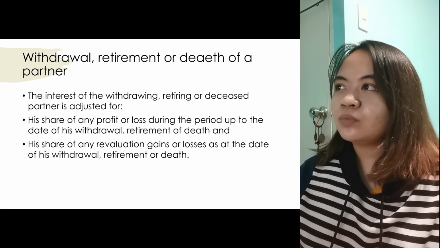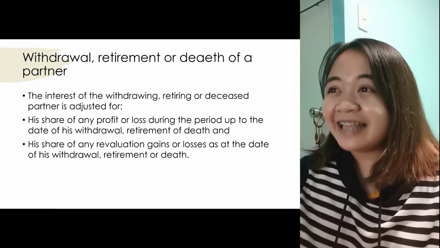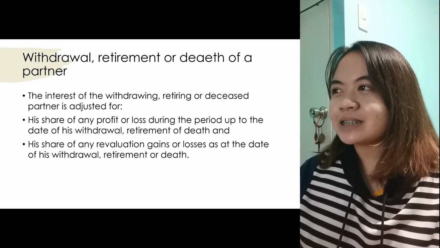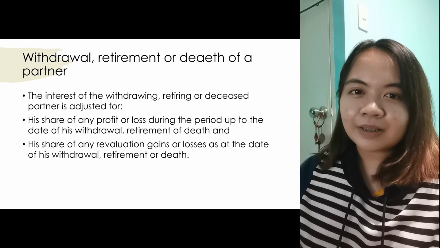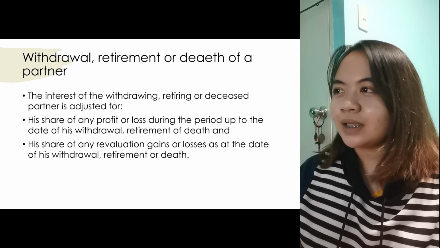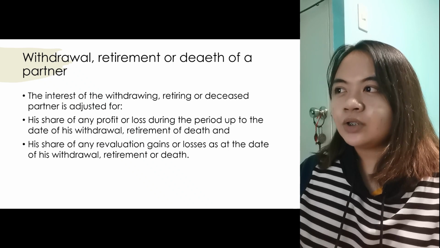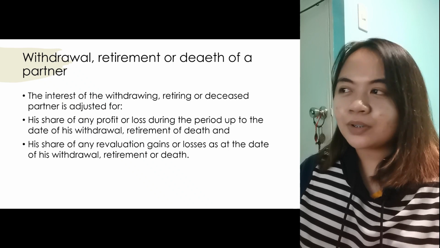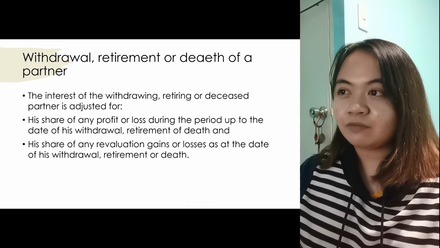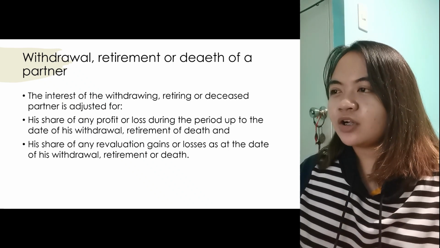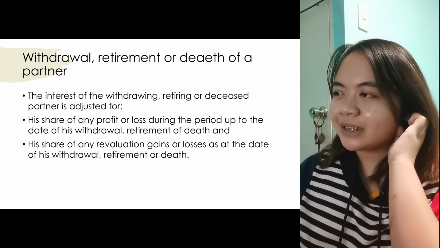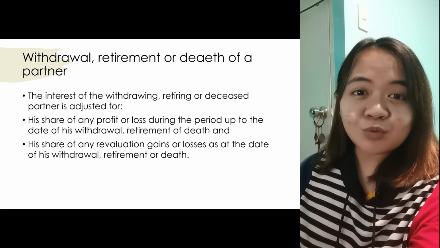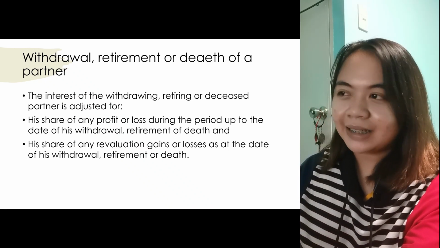So, let's now go to withdrawal, retirement, and death. Death of a partner. Sorry for the typo. Okay. The interest of the withdrawing, retiring, or deceased partner is adjusted for. So, kapag palis na, or sumakabilang buhay na, i-adjust mo muna, ibigay mo muna sa kanya yung share niya sa profit or loss during the period up to the date of his withdrawal, retirement, or death, and then his share of any revaluation gains or losses as of the date of his withdrawal, retirement, or death. Okay? So, yun. Adjust mo muna bago ka magpaalam.